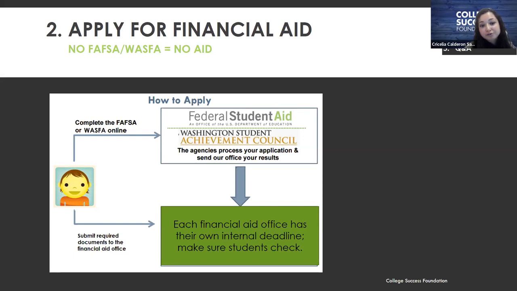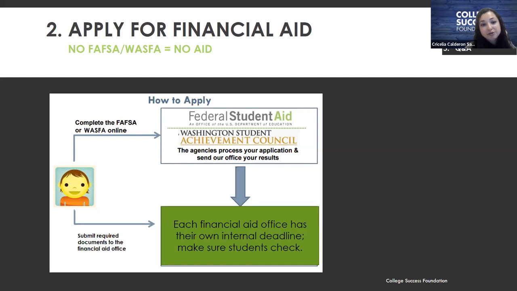Also, although there are general federal and state regulations that all schools must follow, each financial aid office can have additional rules specific to their campus. It's important that you help students find and understand what these rules are. For example, what's the satisfactory academic progress measure for that particular school? How about refund policies?